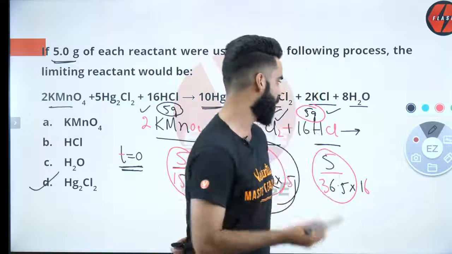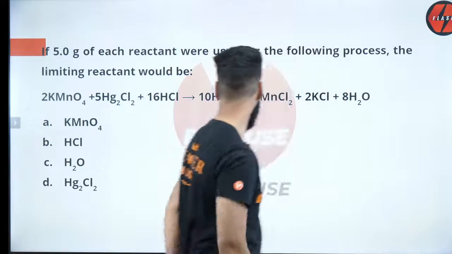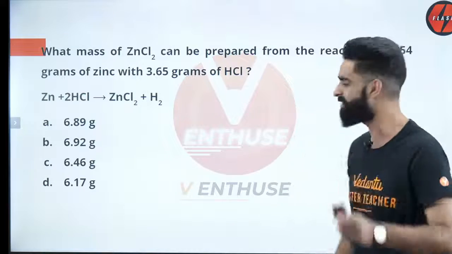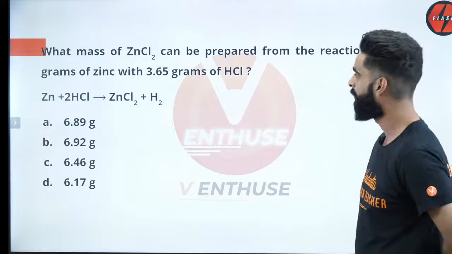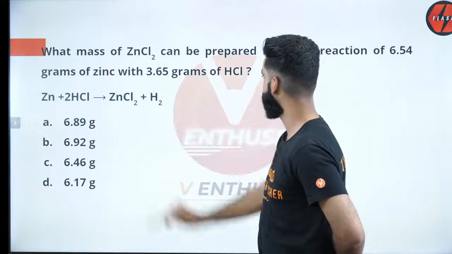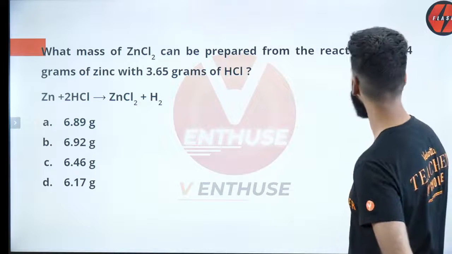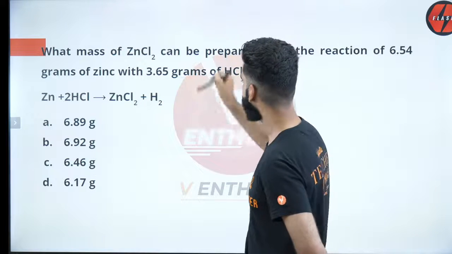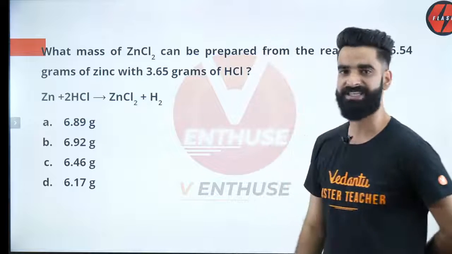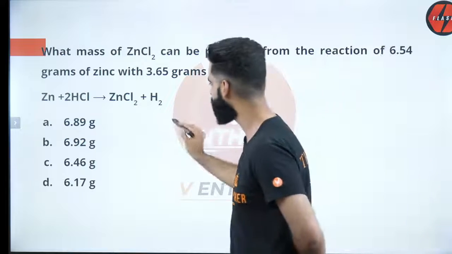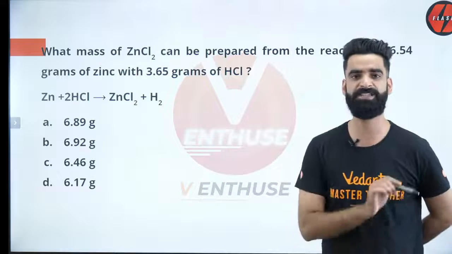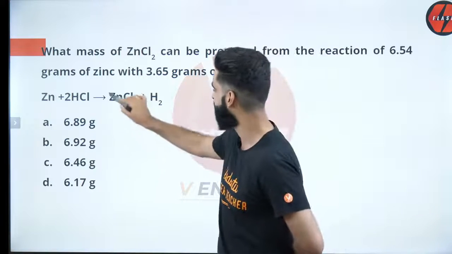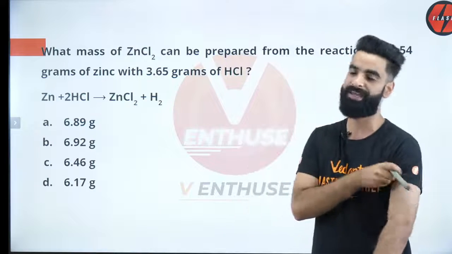So let's move on to one more question, guys. One more question of this drill series, which is this one. Just have a look at the question. Just try it out. Let me know the answer in the chat box. What mass of ZnCl2 can be prepared from the reaction of 6.54 grams of zinc with 3.65 grams of HCl? The reaction is given to us in the balanced form. What are we supposed to calculate? We are supposed to calculate the mass of ZnCl2 that would get formed in the reaction.